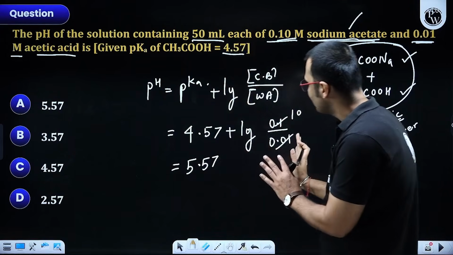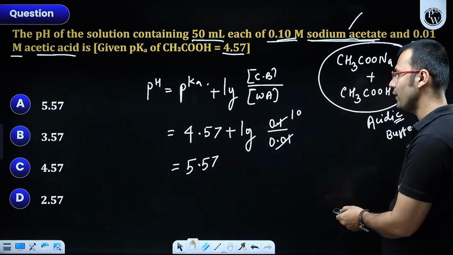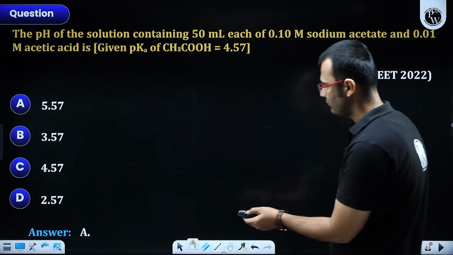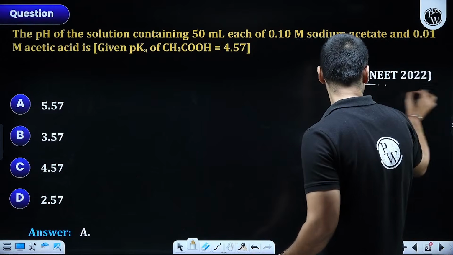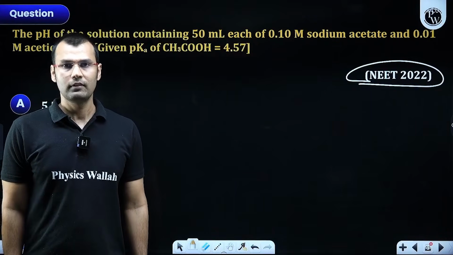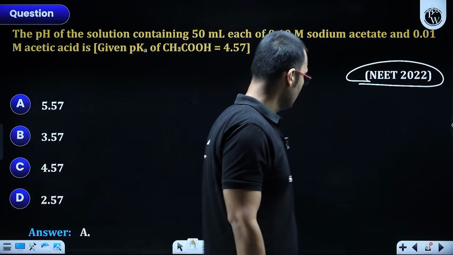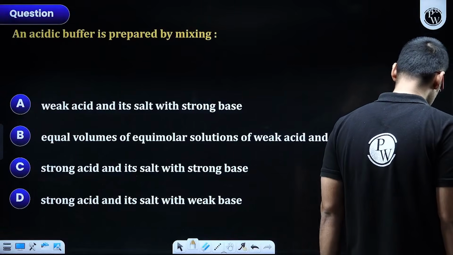Can you see this? A direct formula based question. The answer will of course be A, 5.57. And this question we got very recently in the NEET 2022 examination, right? So for acidic and basic buffer, in both cases you need to remember the formula, correct?